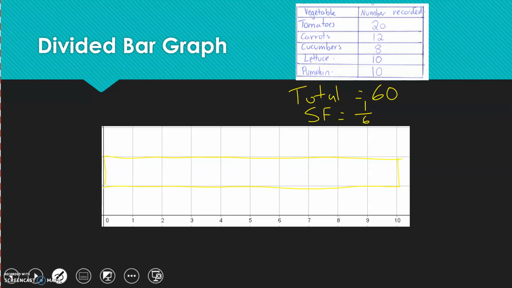What that then means is that for each of the values given to me in the table, I have to multiply them by that scale factor. So I need to multiply each one by a sixth. So what I can do is you can either put it in the table at the top, or just on the side, you can just show your working.